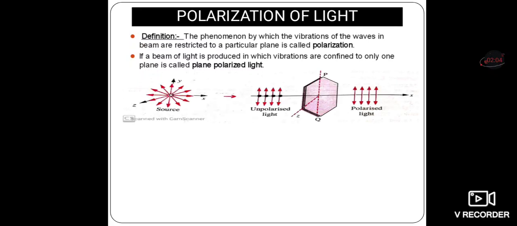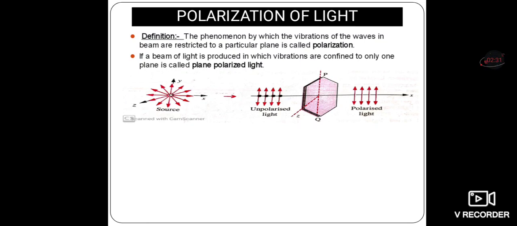So in the diagram, just observe the first diagram, that source x, y, z, whatever we have taken, is an ordinary light, or generally we call it unpolarized light. So unpolarized light means the vibrations take place in all directions. So the x-axis is also there, the y-axis is also there, and the z-axis. So there is no particular direction for the vibration in this case. That is ordinary light or unpolarized light.